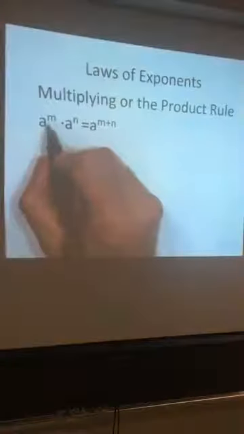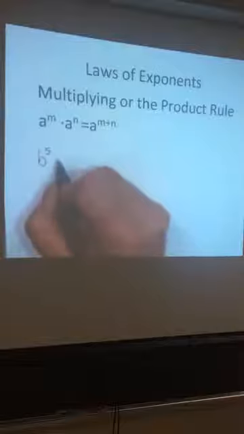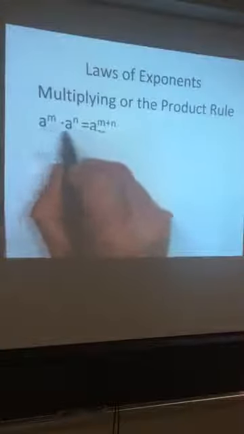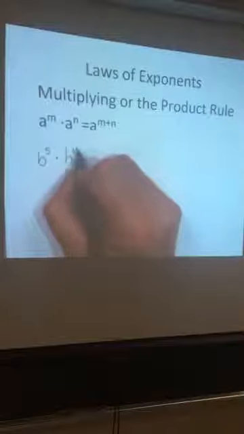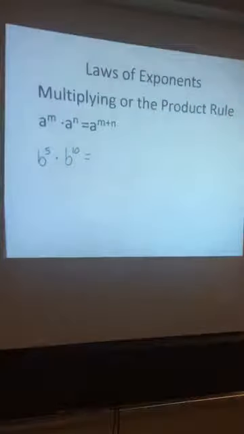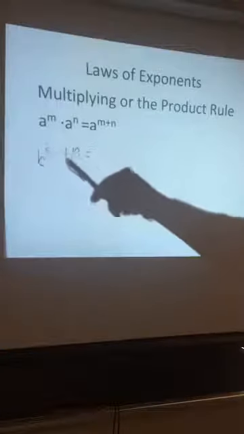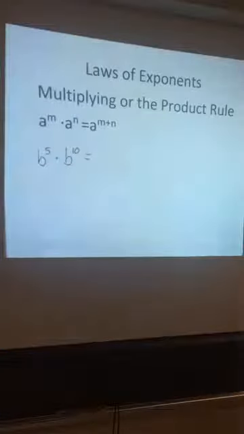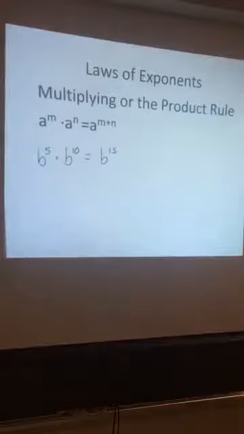It means if you have something to a power, say b to the 5th power, times the exact same thing, b to the 10th power, the answer is you add the exponents. So 5 plus 10, we add them, and our answer would be b to the 15th. And that's all that means.